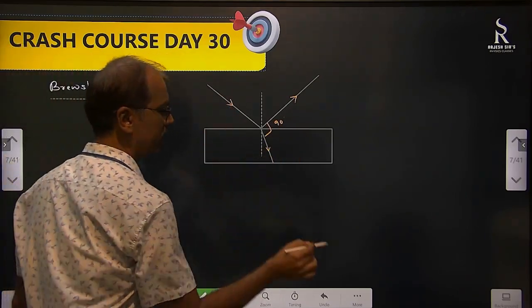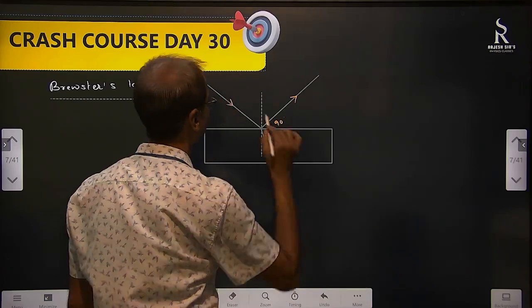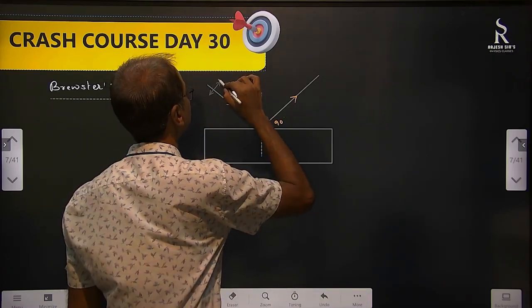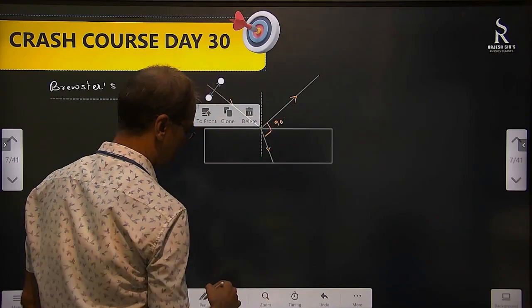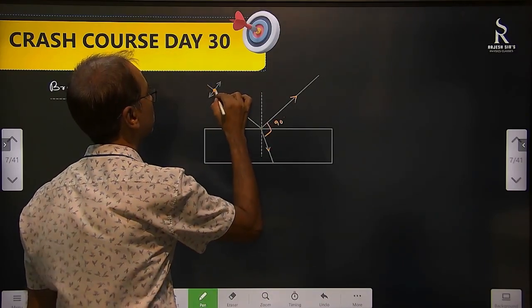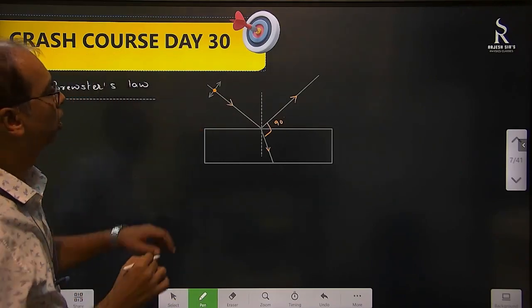This is unpolarized light. In this one, both components are there. This is also there, and this is also there. This is unpolarized.